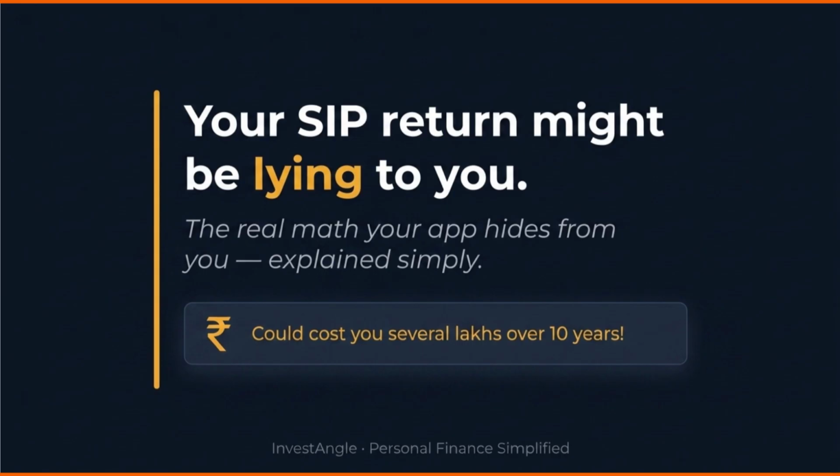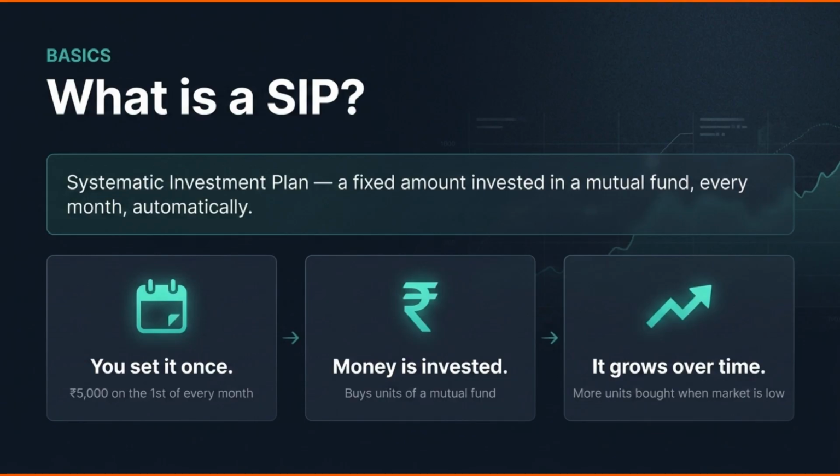Today on Invest Angle, we're going to look at the real math your app hides from you. A small percentage gap that could actually cost you several lakhs over the next 10 years. Let's start with the basics.